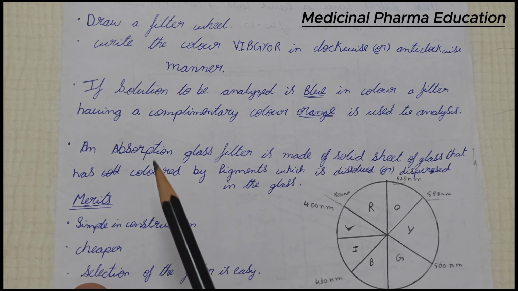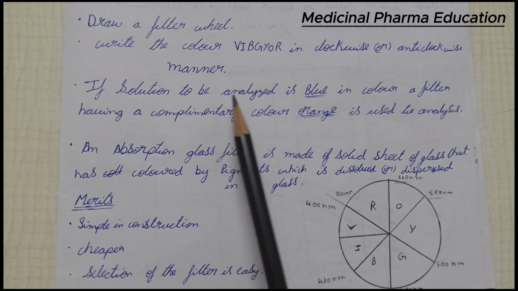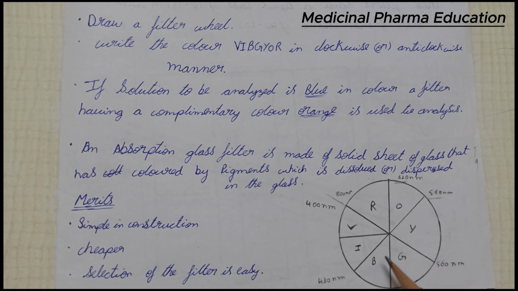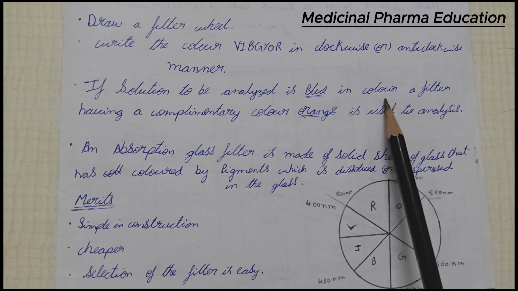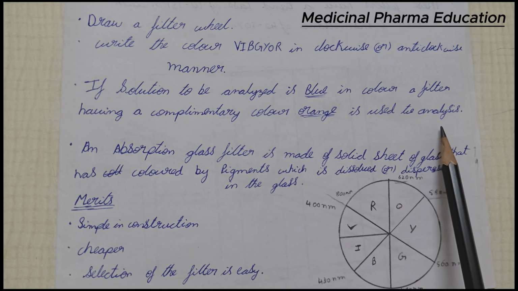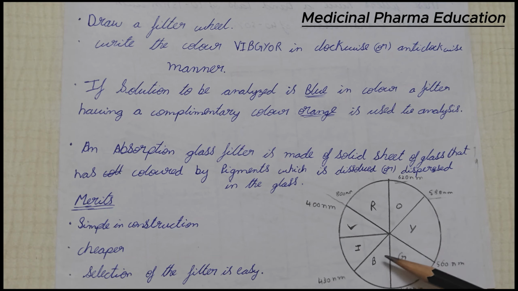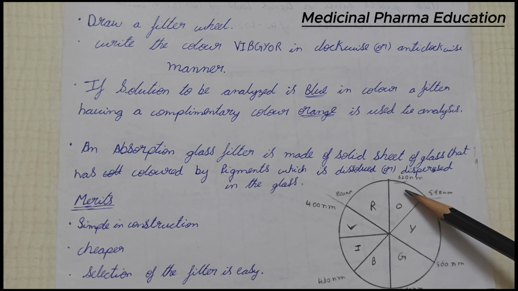Okay, guys. Next, if the solution to be analyzed is blue in color, then we take the complementary color. A filter having the complementary color orange is used to analyze. If the solution is blue, then we select orange color, and all the remaining light is absorbed and only the orange region is transmitted.